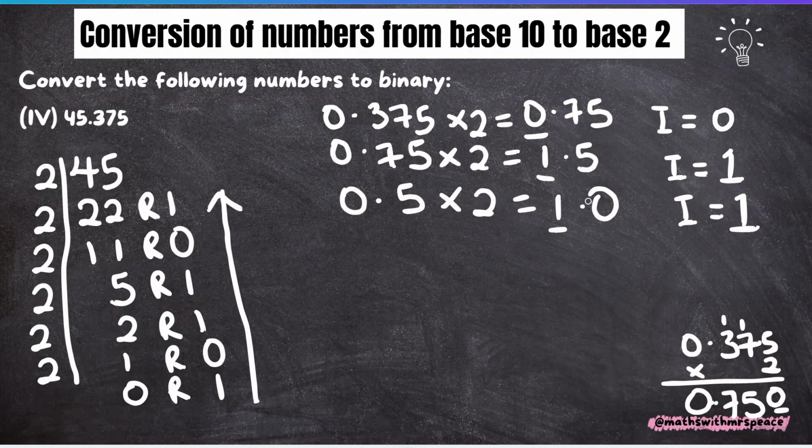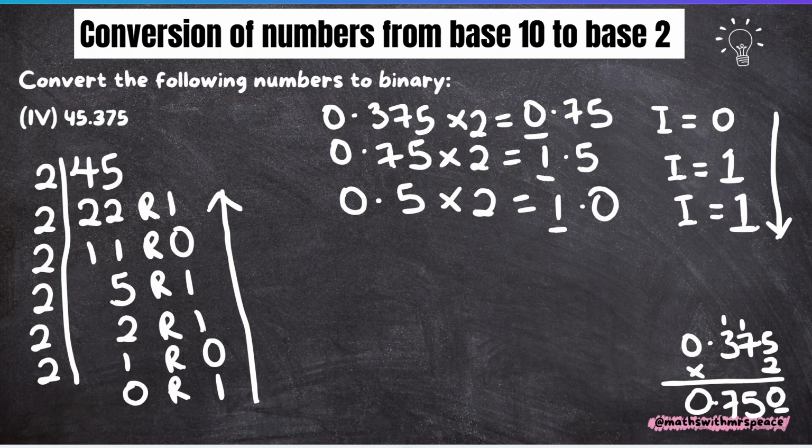Now you look at the decimal part, what do we have? We have a 0, so there's no need to multiply that again. We are done. And just like I said before, in the whole number part, the answers go from down to up, but in the fractional part, we take our answers from up to down in this direction.